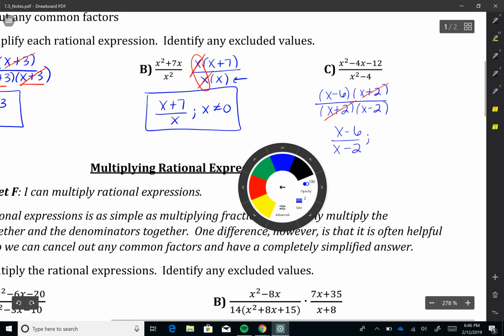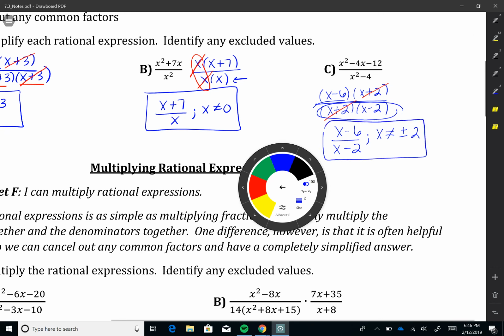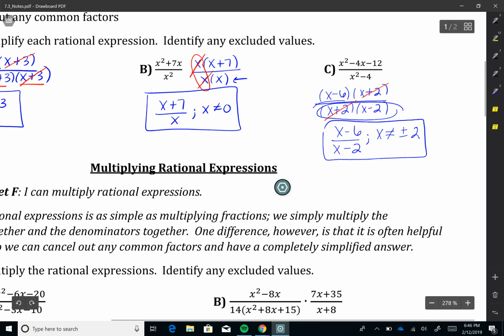We actually still have to account for the two excluded values from before we cancel anything out. So x cannot equal plus or minus 2, even though we canceled out that factor x plus 2, which gives us that excluded value of negative 2. All right, guys, that is simplifying rational expressions.